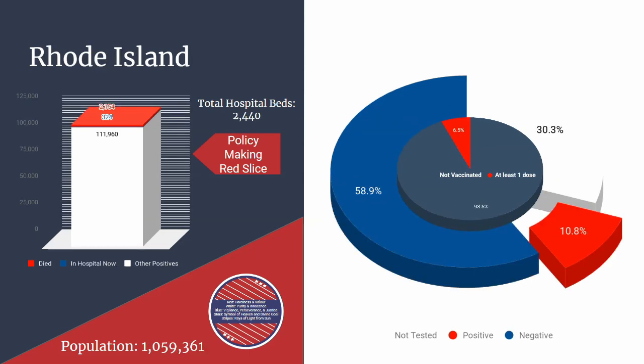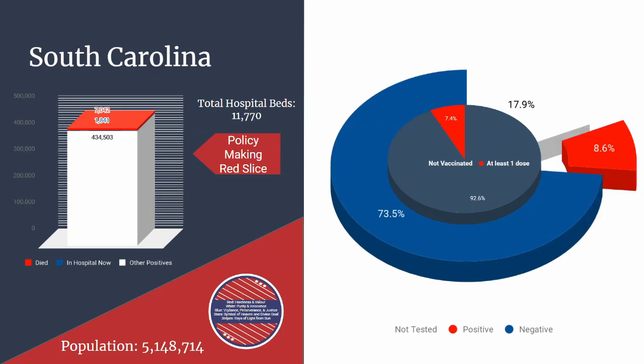Rhode Island vaccinated 6.5% of their population. Their negative tests are at 59.9%. Their positive tests are at 10.8%. They had 2,100 people die, 324 hospitalized, and they had 2,400 hospital beds. South Carolina vaccinated 7.4% of their population. Their negative tests are 73.5%. Positives at 8.6%. 7,000 people died, 1,800 people hospitalized, and 11,000 hospital beds.